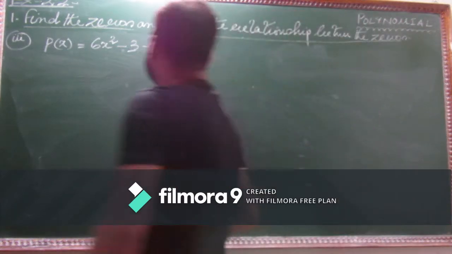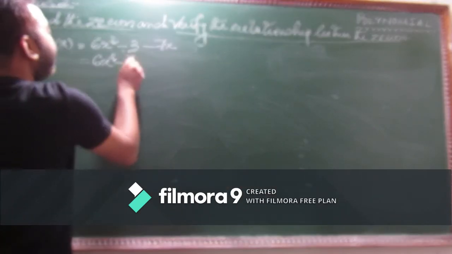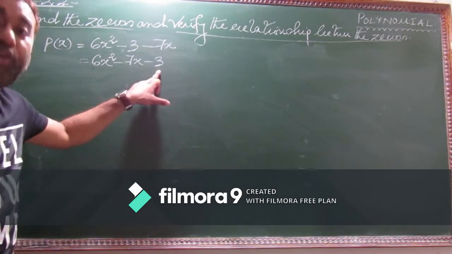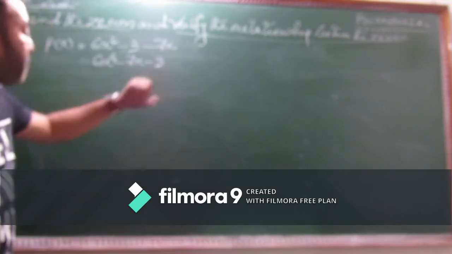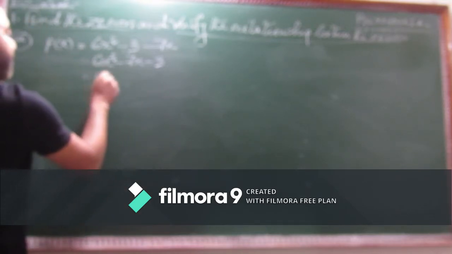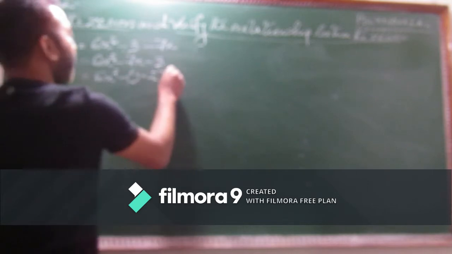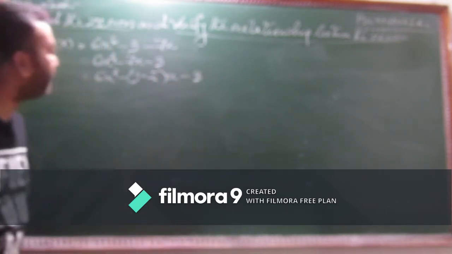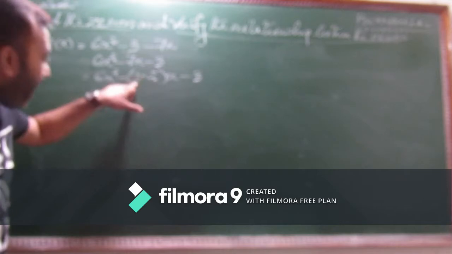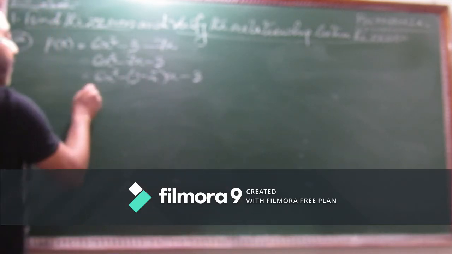How is it possible? This is x square minus 7x minus 3. Now 6 into 3 is equal to what? 18. So if I go for the split of the 18, this is 6x square minus 9x plus 2x minus 3. Because 6 into 3 is 18, 9 into 2 is 18, and 9 minus 2 is equal to 7. Got it? Okay, fine. Now, what do I have to do?